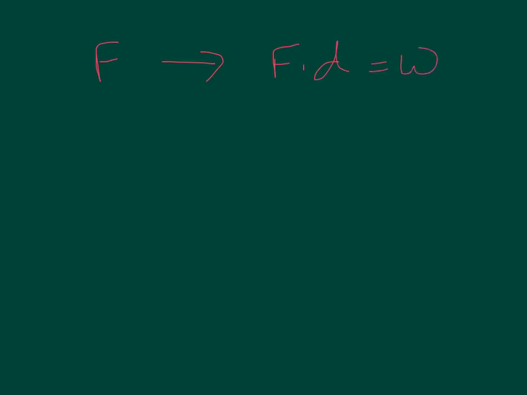But sometimes it tells you that the object changes its velocity. If the object's going to change its velocity, then it's changing its kinetic energy. And so you're probably going to make that equal to your work done. Okay?